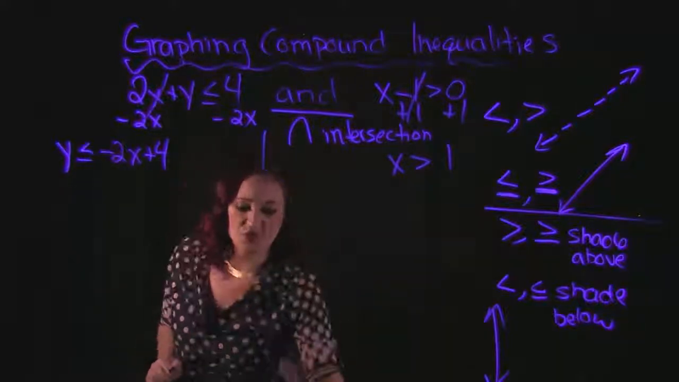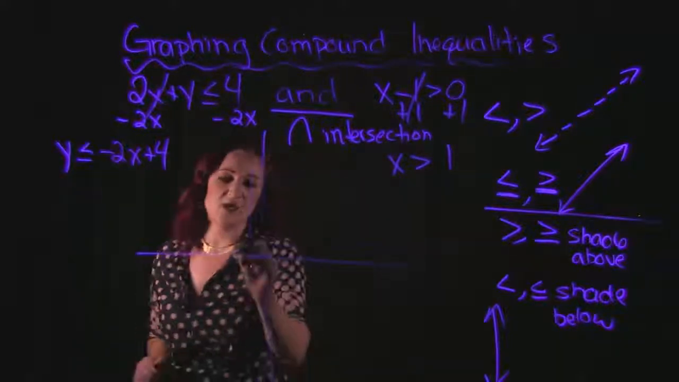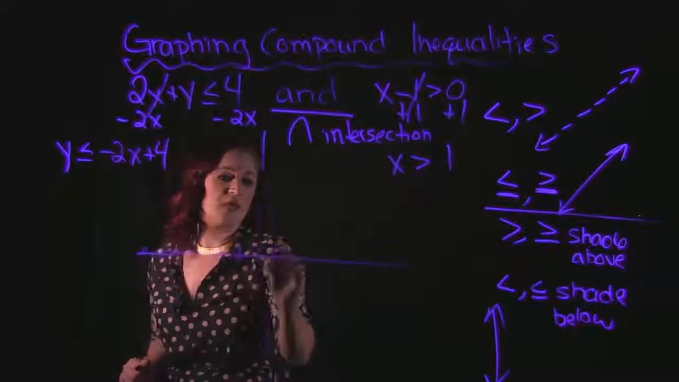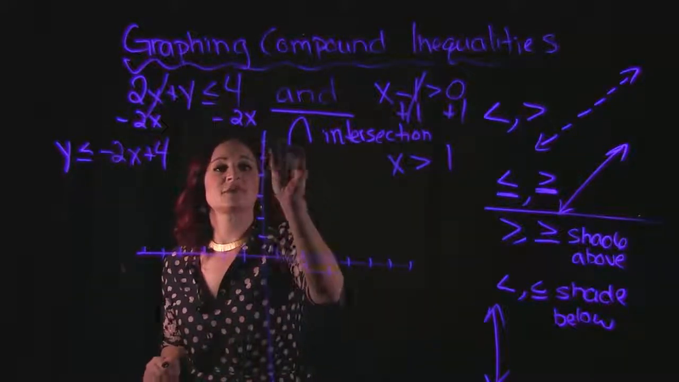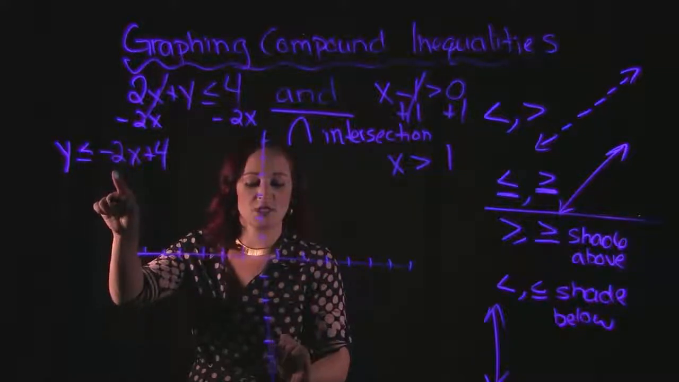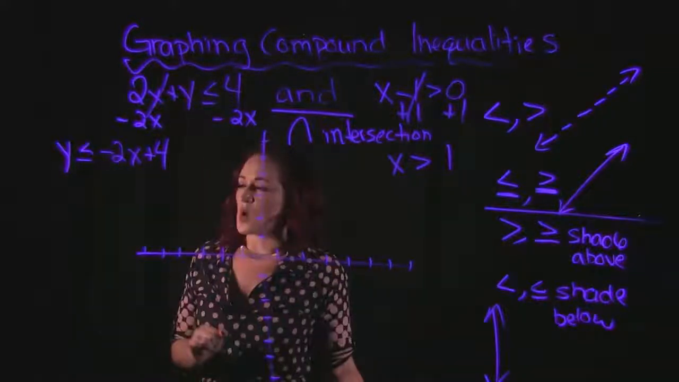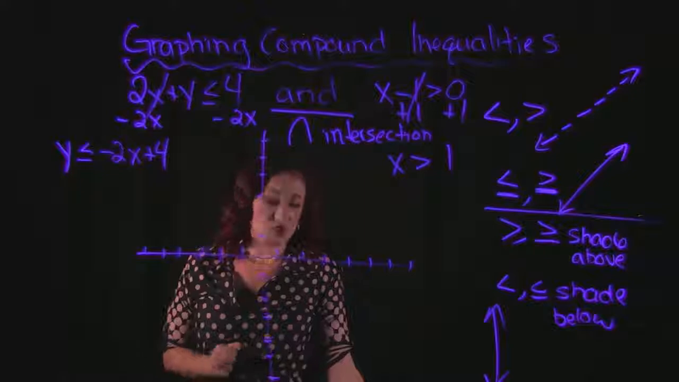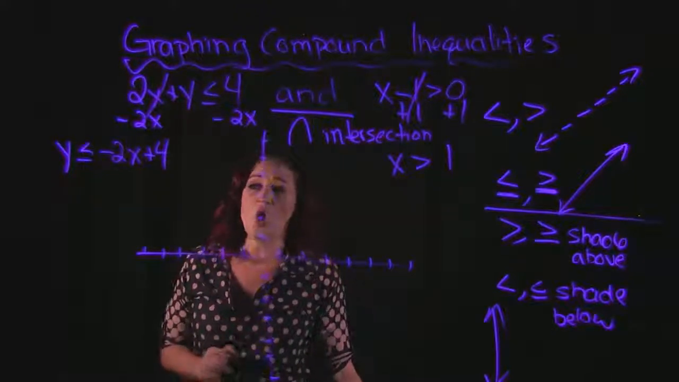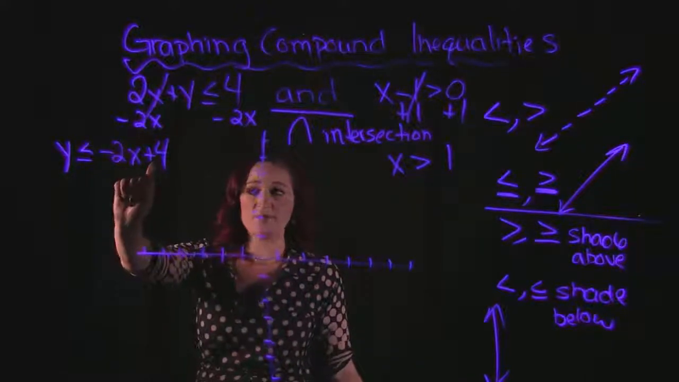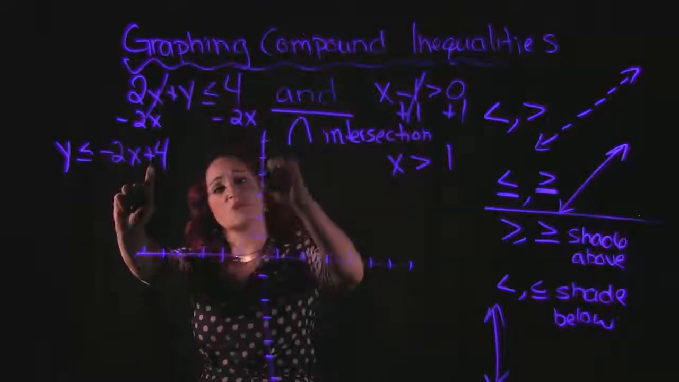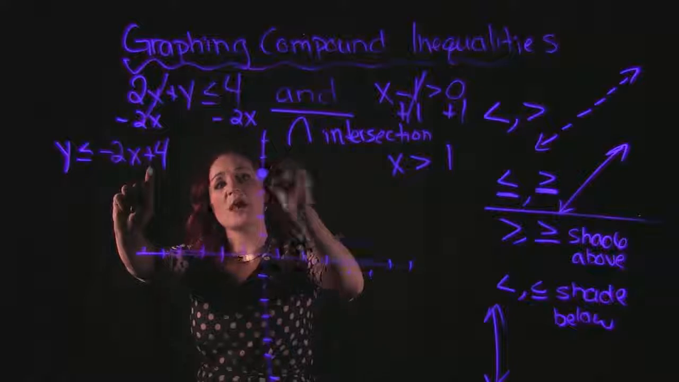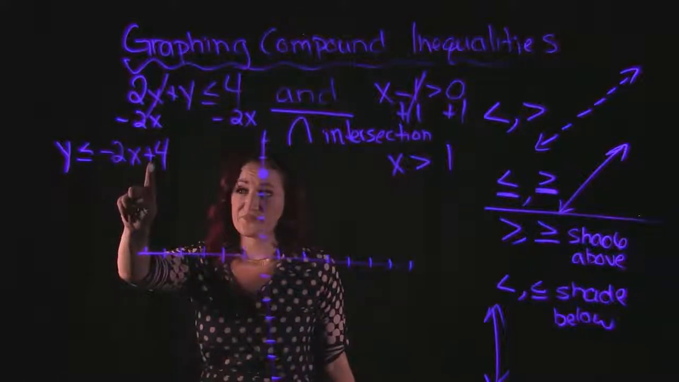Now I'm actually ready to graph these. So I'm going to go ahead and create my coordinate system. And I'm going to work first on graphing my first equation that says y is less than or equal to negative 2x plus 4. Always start by plotting your y-intercept. So our y-intercept is a positive 4. So from the origin, go straight up 4 and plot your y-intercept.